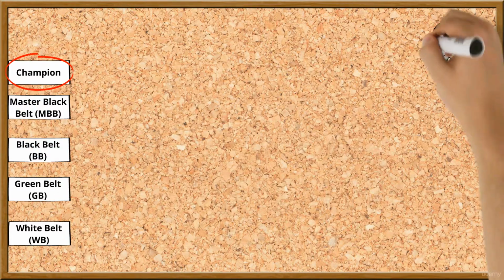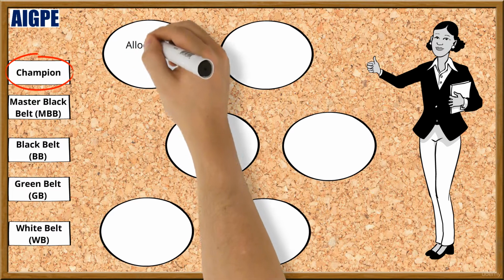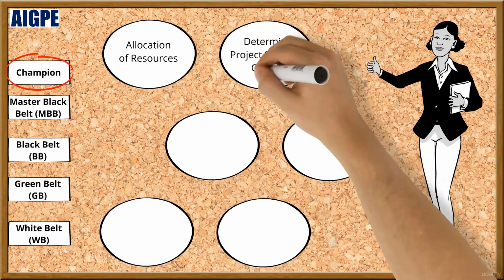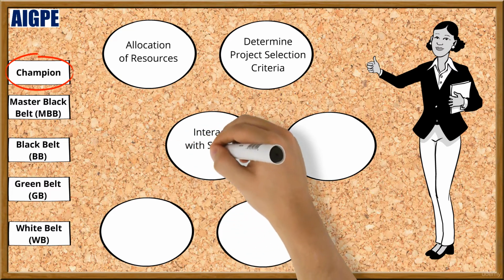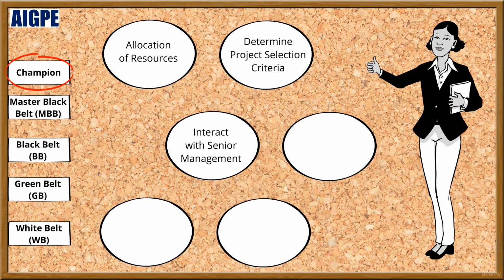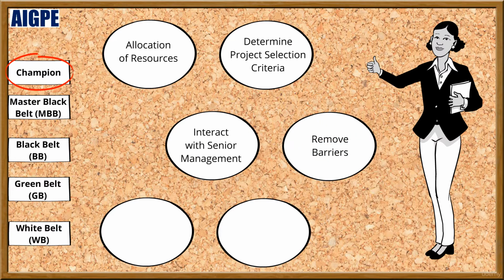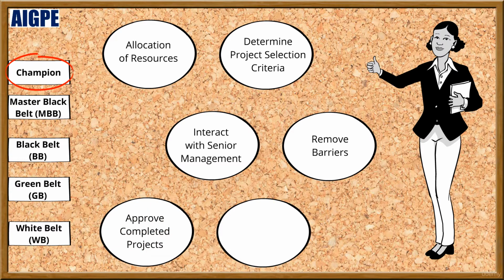Champion. The champion is typically an upper level manager. His responsibilities include allocation of resources for projects, determine project selection criteria, interact with senior management, remove barriers hindering the success of the project, approve completed projects, implement change.